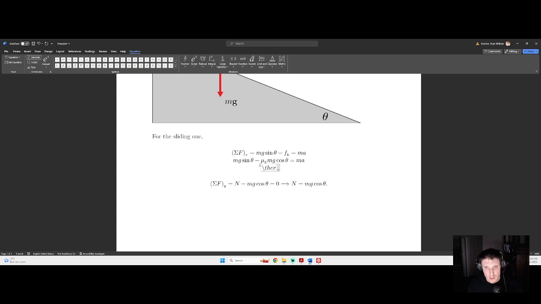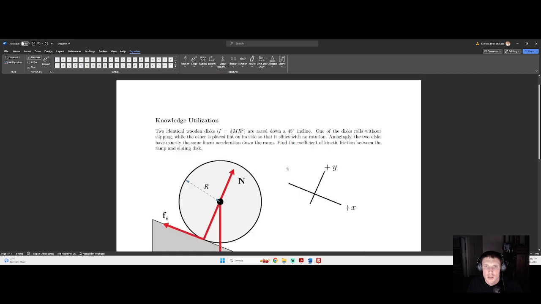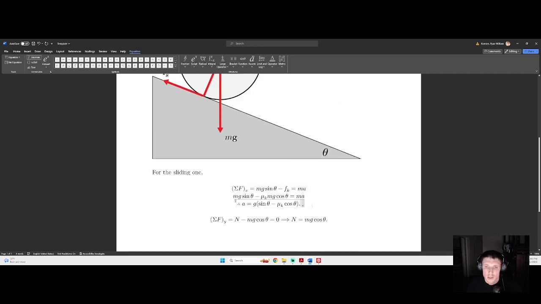We can say that therefore a must be, we're going to cancel all the masses, right? We're going to factor a little bit, so it works out to be g sine theta minus mu sub k cosine theta, right? And honestly, it doesn't really matter if we interchange the sine and the cosine, because we have this nice 45-degree angle here, which means sine and cosine are the same. Nonetheless, let's try to be good about this. So we find that our acceleration is this. Okay, this is for the sliding one.